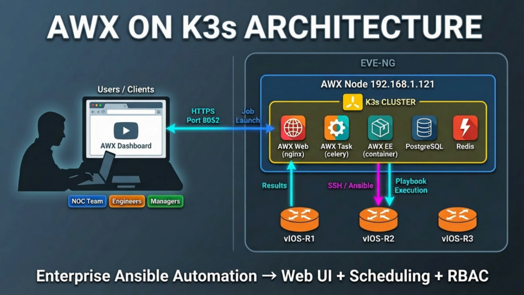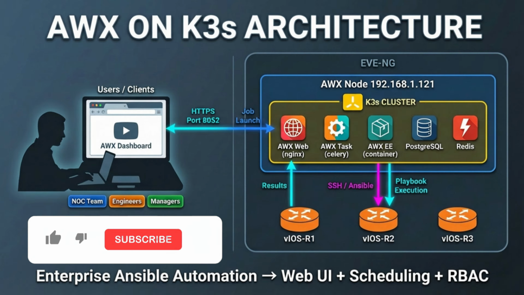So inside K3s, we have a couple of containers working together. The first one is AWX Web, that is the UI you can see in the browser. Then the AWX Task that handles all the job processing. Then comes the AWX EE, the execution environment where your playbook actually runs. Then we have PostgreSQL, which stores all your data like inventories and job schedules. Then finally Redis, which handles the job queue.